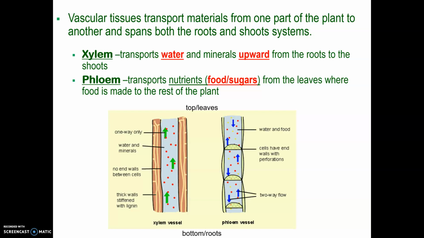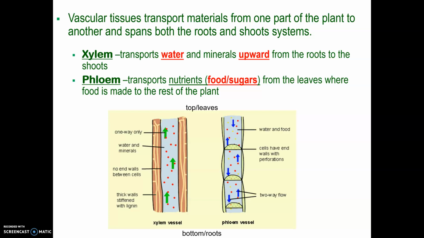And then phloem, which helps to transport that sugar, that food, from the leaves where photosynthesis happens to the rest of the plant. So phloem can go in two directions because sometimes you have leaves that are at the bottom of the plant. Sometimes you have leaves that are at the top of the plant, and that food is kind of just going to go everywhere. So it can go up or it can go down.